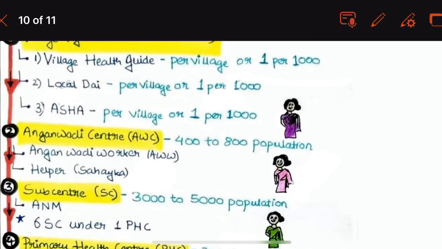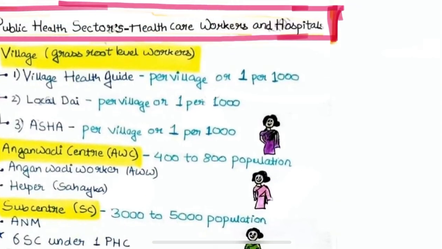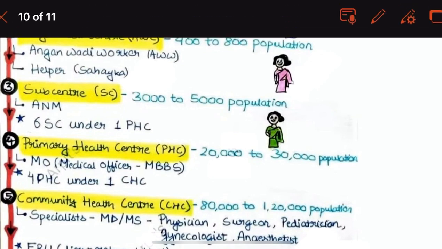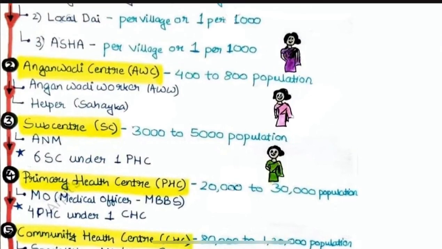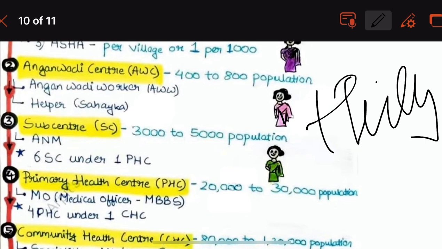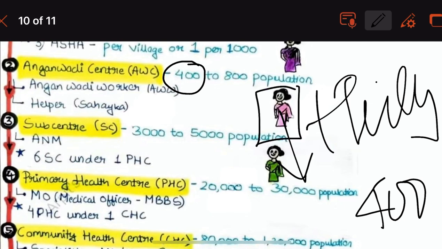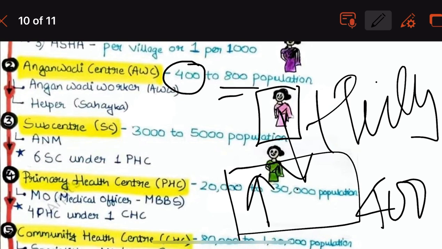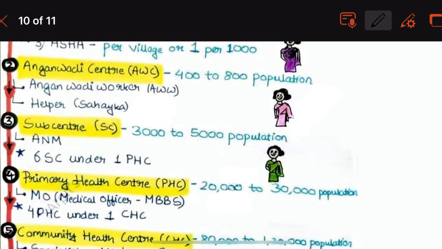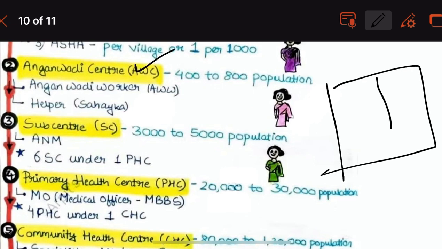Next we have the Anganwadi worker. Anganwadi worker or Anganwadi center, we have one Anganwadi center for 400 to 800 population. So why is there a variation? What do they mean by this range 400 to 800? You can see in the high hilly areas, the population is comparatively low. So for 400 population, we have one Anganwadi worker, whereas in the plain area the population is high, that is 800 population, we have one.